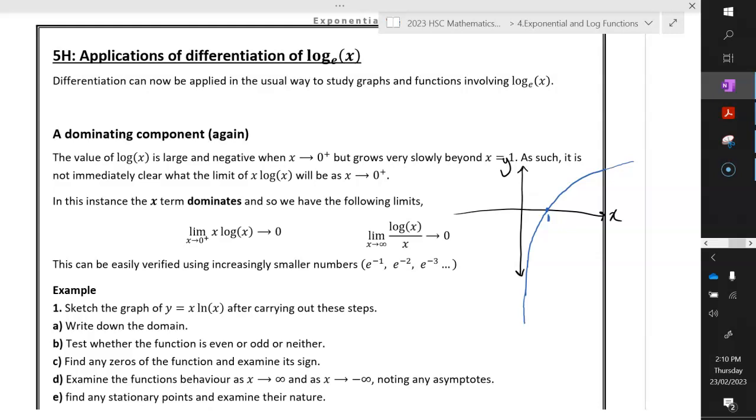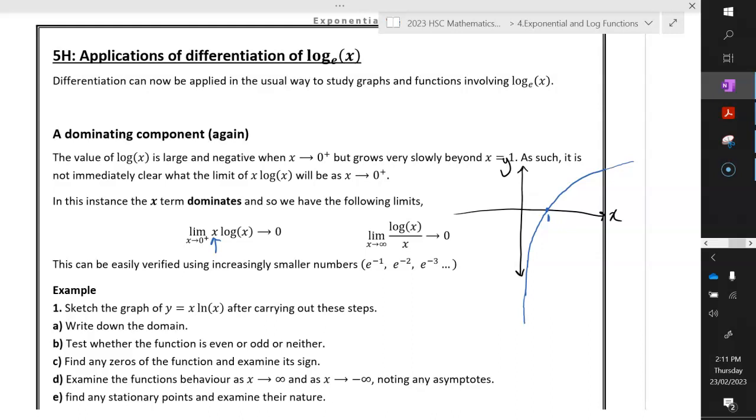Okay, as such, it is not immediately clear what the limit of x log x would be as x goes towards 0. So it says in this instance, the x term dominates, and so we have the following limits. So anything times log of x as x goes to 0 is going to go to 0 as well. So here's our x log of x. The x is going to dominate, not the log of x, sorry. That x term there is going to dominate. And so we're going to get closer to 0 as we have x log of x, as log of x itself is getting very large and negative.